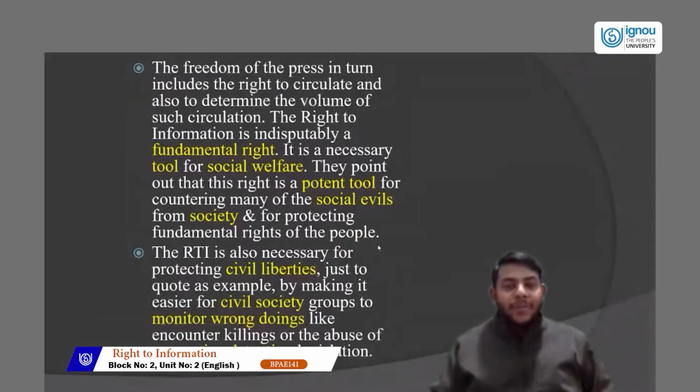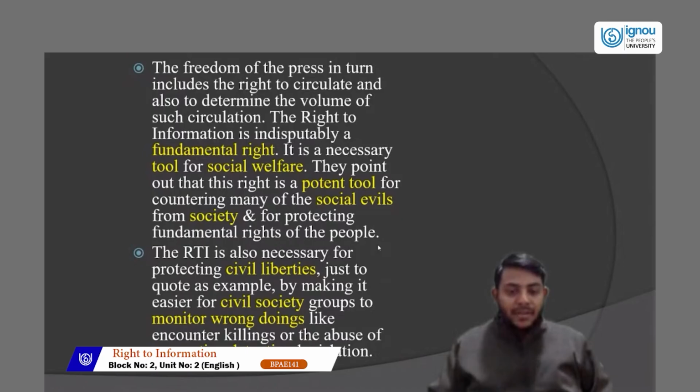And the right to information is indisputably a fundamental right as well. The right to information is a necessary tool for social welfare also. It has been pointed out that this right is a potent tool for countering many social evils from society, and also for protecting the fundamental rights of the people as well. And the RTI is also necessary for protecting civil liberties.